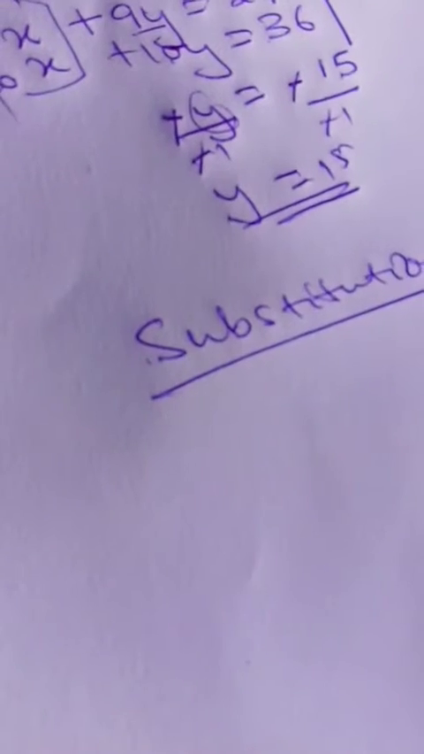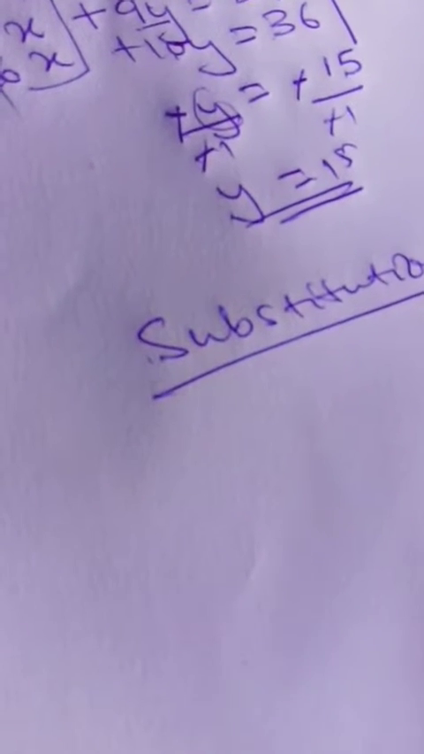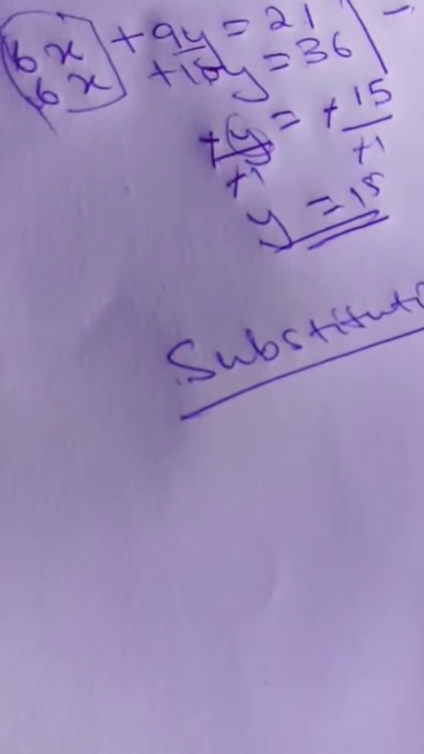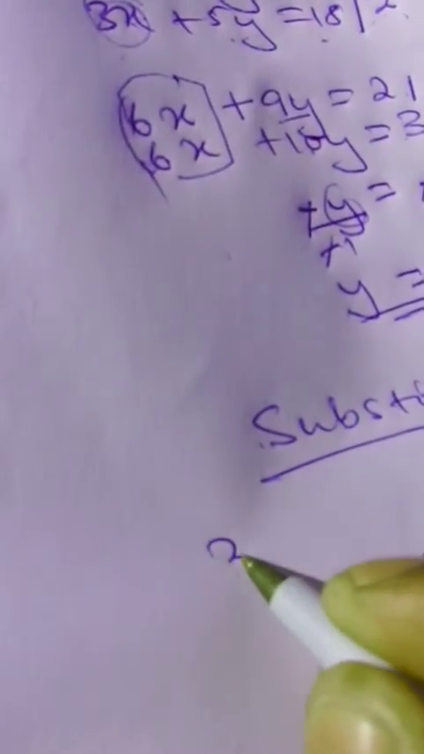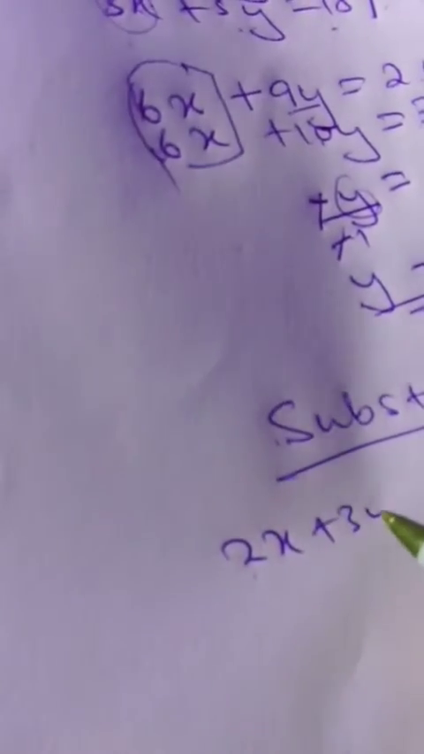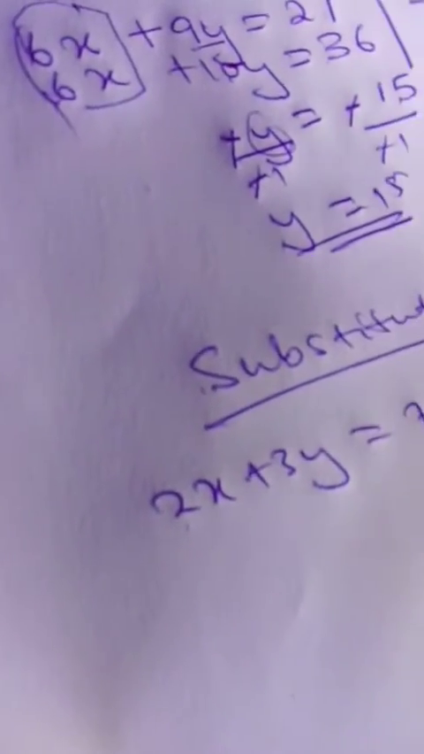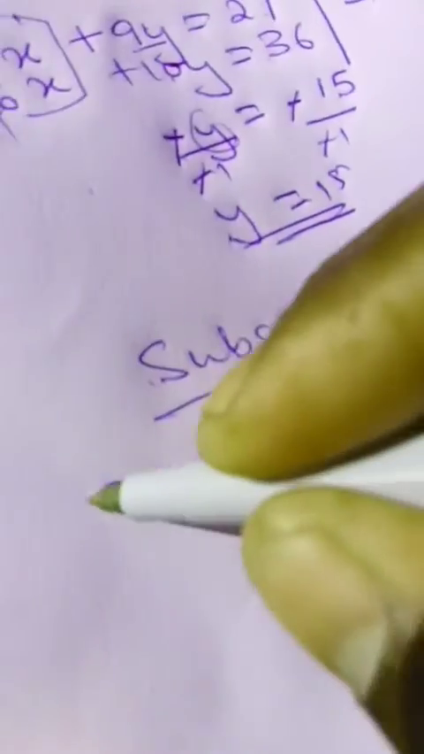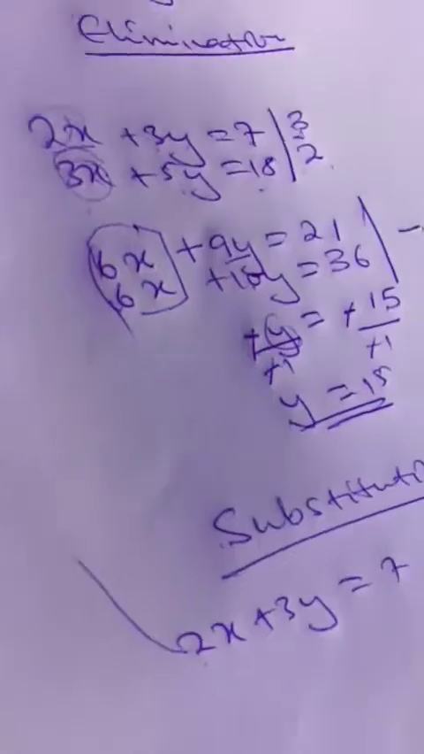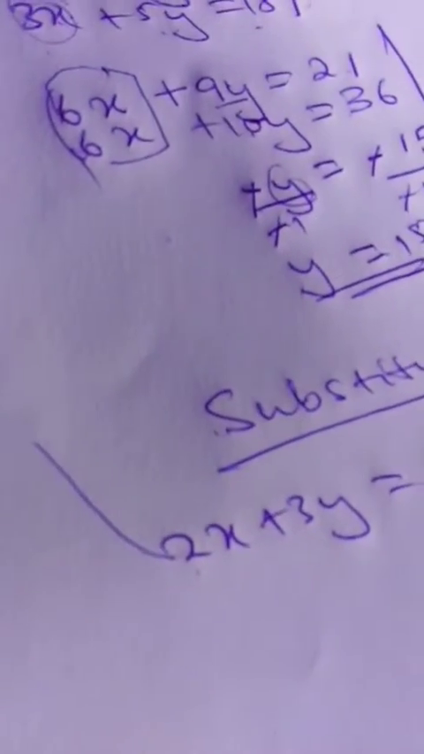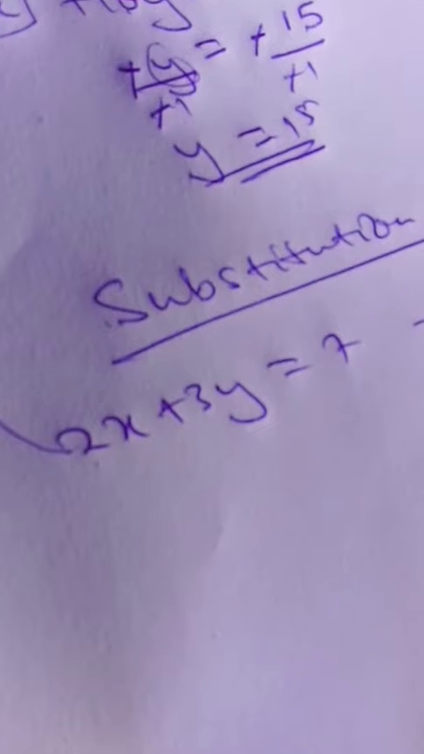So we are going again for substitution. Since we have got the value for y, we are going to substitute in equation 1. So our equation 1 is 2x plus 3y is equal to 7. This is our equation 1 on top here. So I'm going to substitute the value of y, which is y is equal to 15.